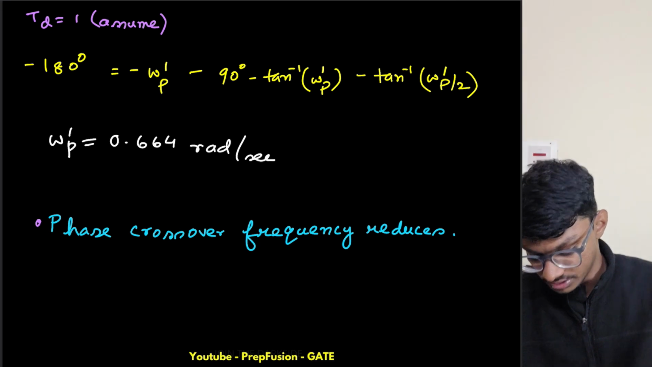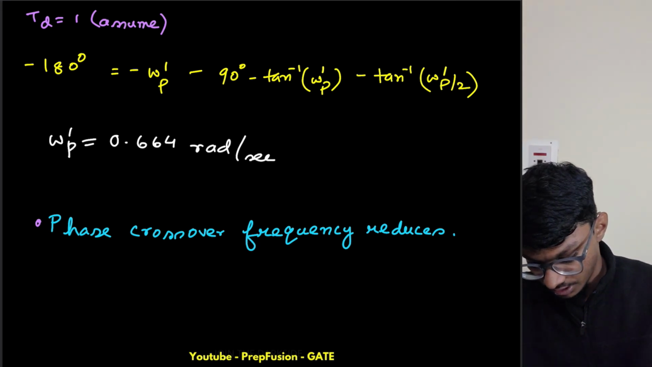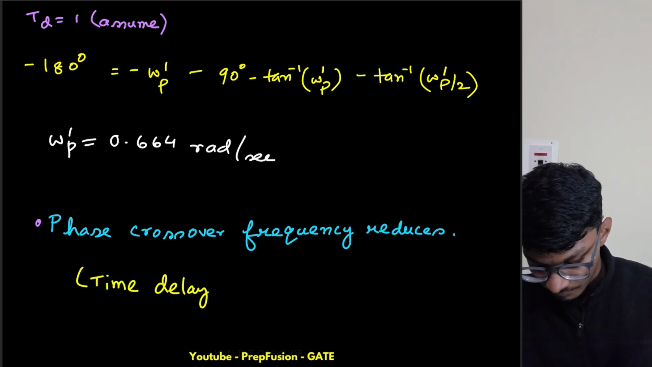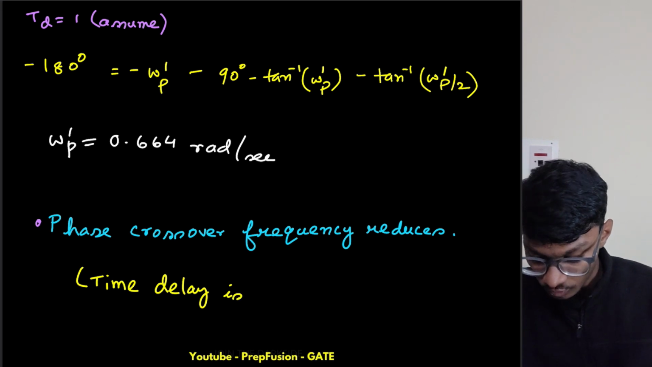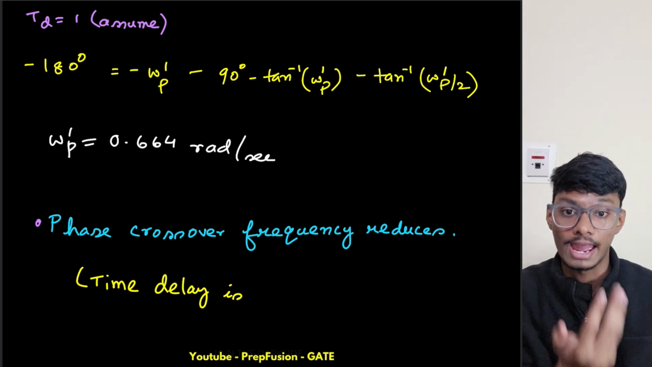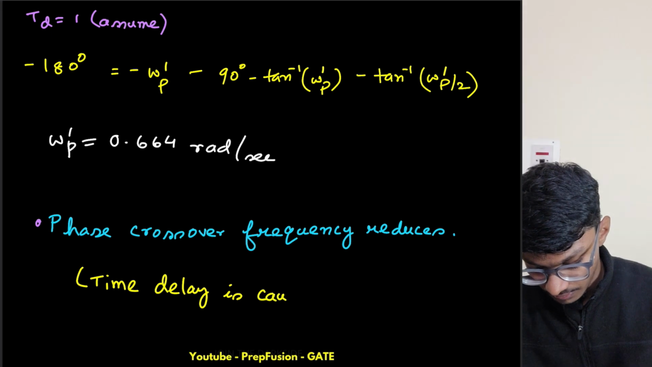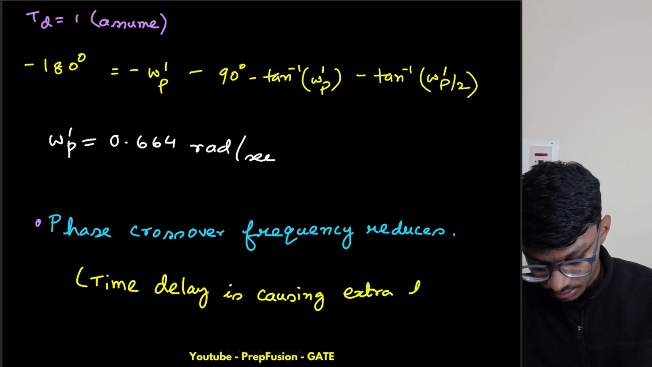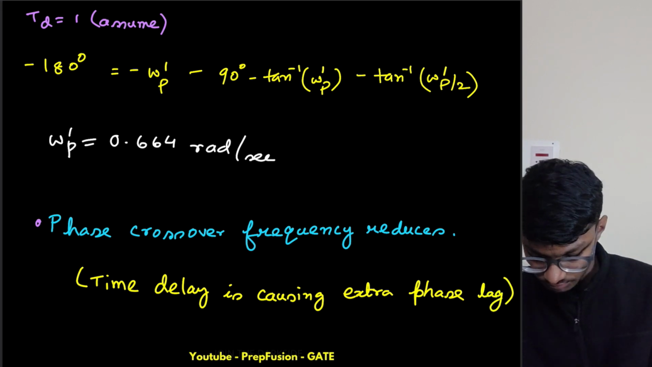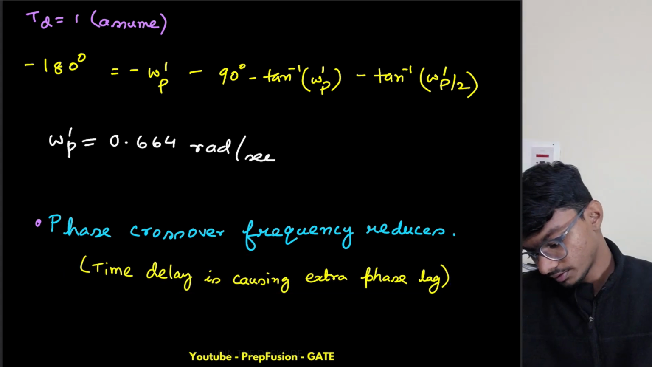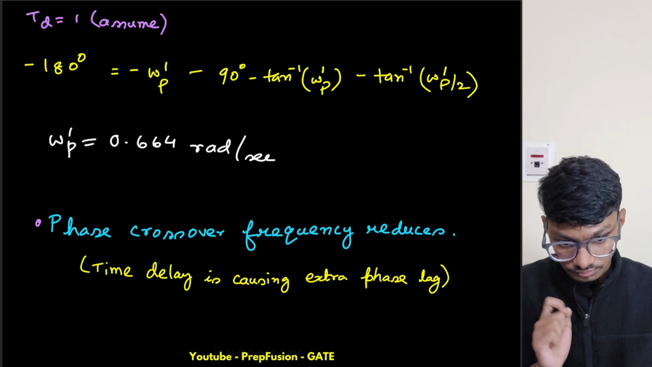Okay, so obviously the time delay is contributing extra phase lag. If you don't understand phase lag, just watch my network theory video. There I have explained the phasor diagram, what is lag, what is lead. Time delay is causing extra phase lag.